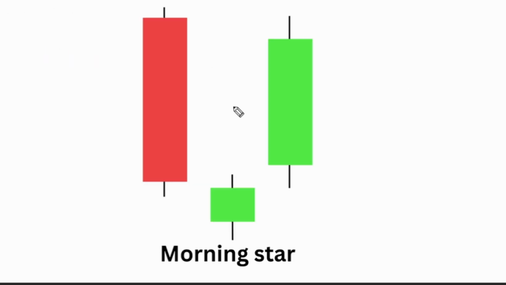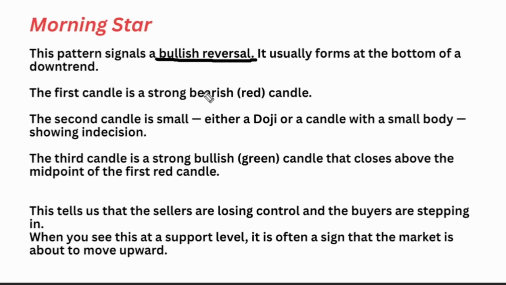Morning star. This pattern signals a bullish reversal. It usually forms at the bottom of a downtrend. The first candle is a strong bearish red candle. The second candle is small, either a doji or a candle with a small body showing indecision.